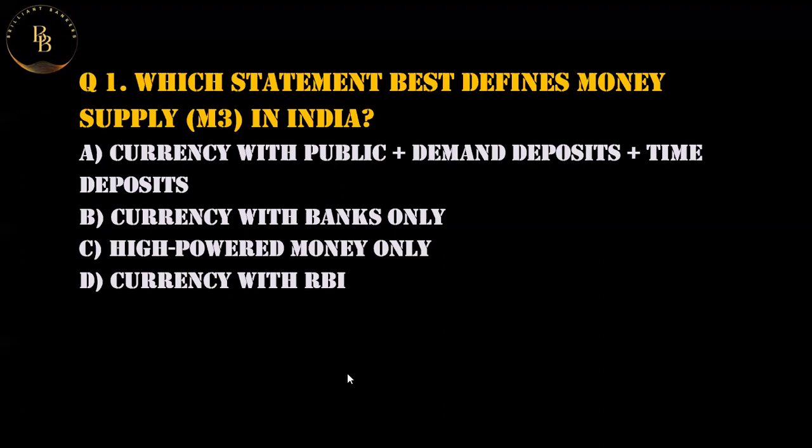So the right answer will be A, that is M3, which is the broad money. It includes cash and the deposits, both the demand and the time deposits. So it is a key indicator for RBI's monetary analysis.